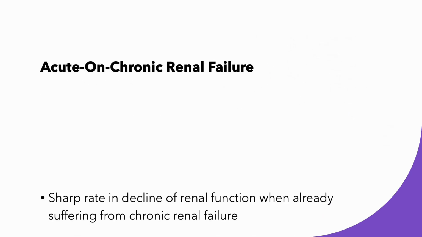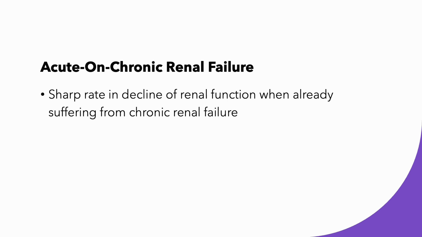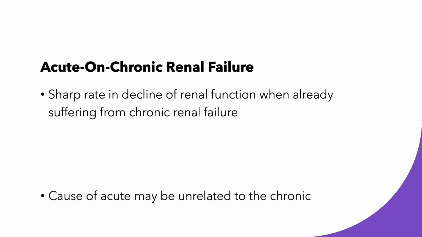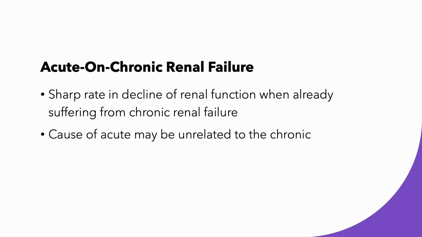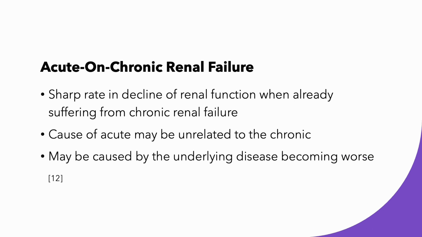Acute-on-chronic renal failure is when there is a sharp decline in renal function when a patient is already suffering from chronic renal failure. The acute part may be unrelated to the chronic, and acute-on-chronic renal failure may be caused by the underlying condition or disease becoming worse.